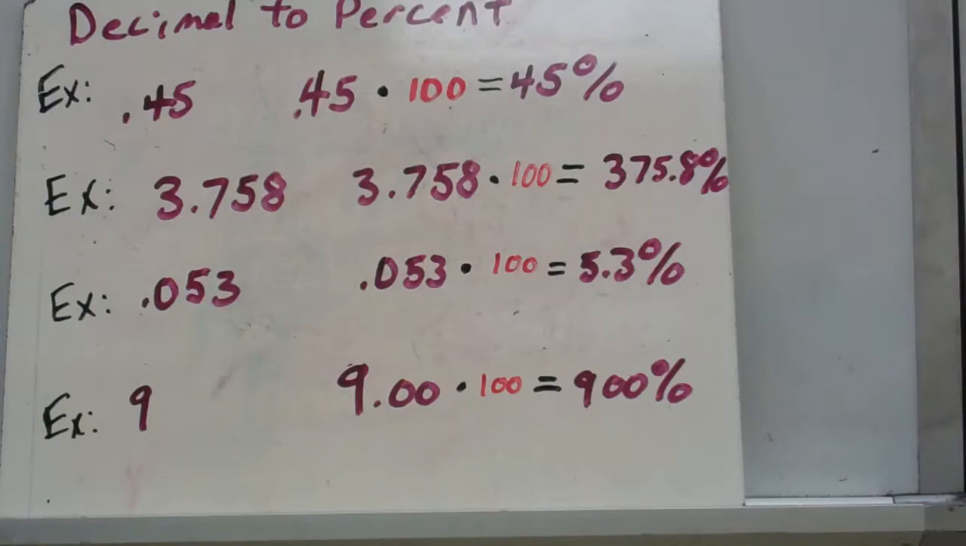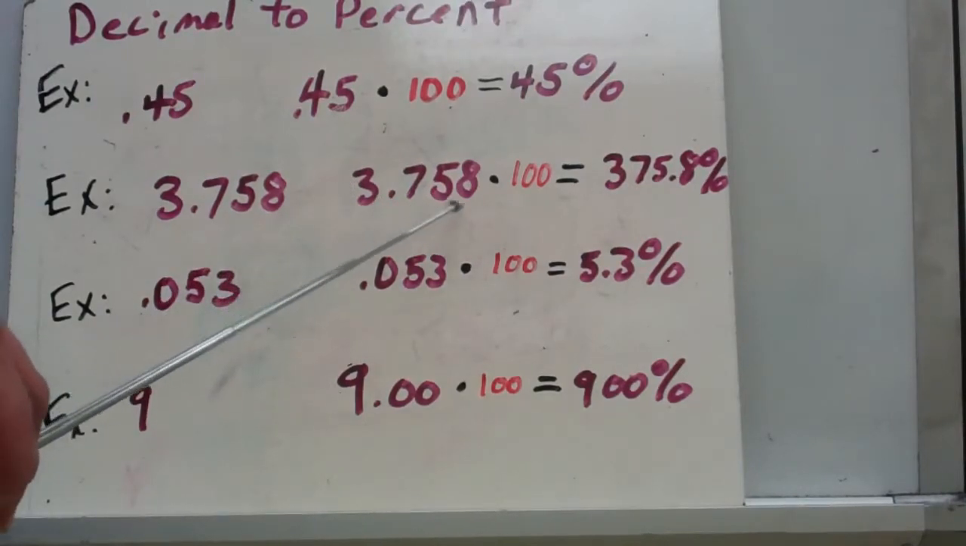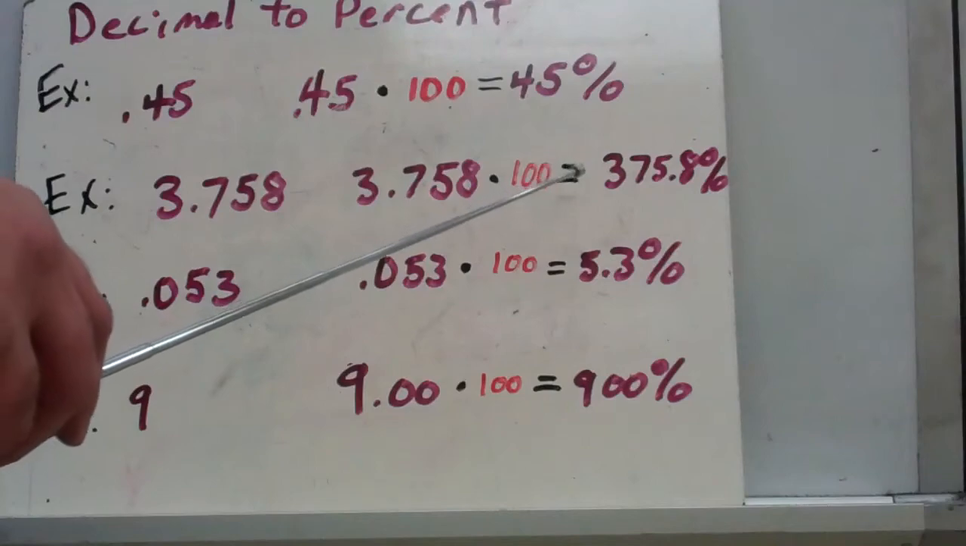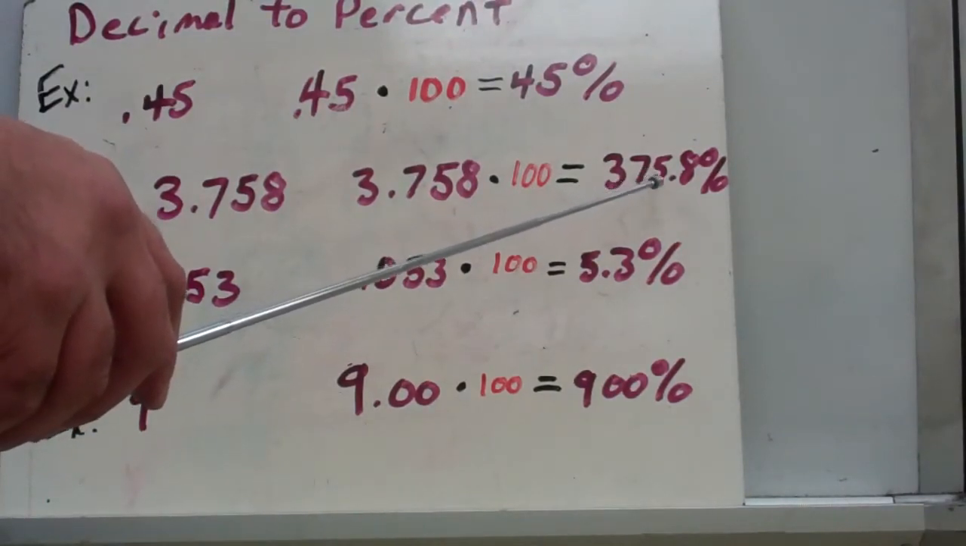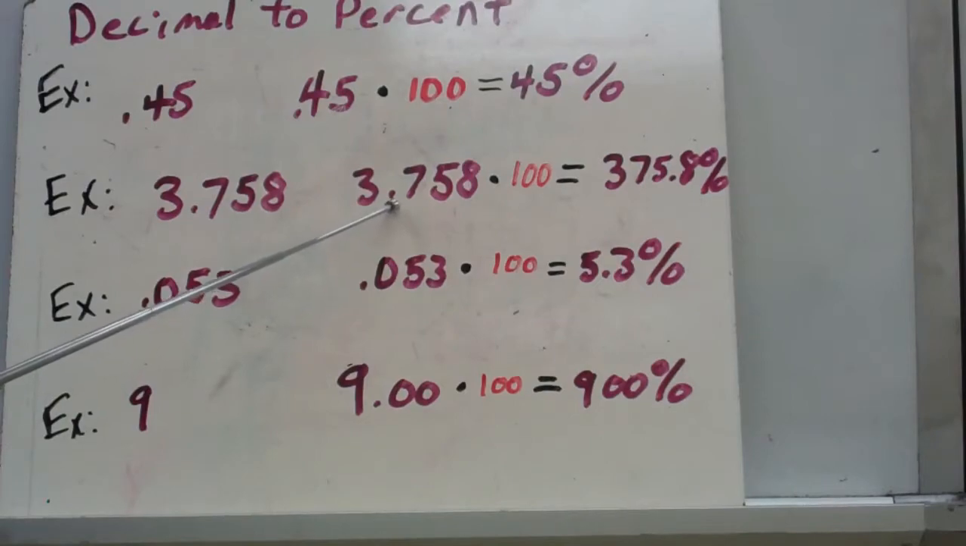So here we have 0.45. We're going to take 0.45, multiply it by 100, and we'll end up with 45%. We're going to attach that percent sign to the end. So basically, we're going to move the decimal point 2 places to the right and end up with 45%. For our next example, we have 3.758. We're going to take 3.758, multiply it by 100, and end up with 375.8%. We're going to move that decimal place 2 places to the right, after the 5.